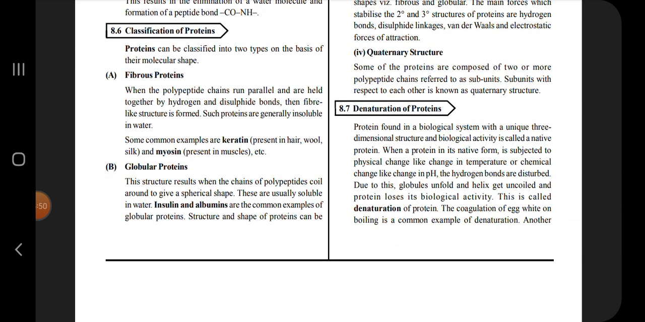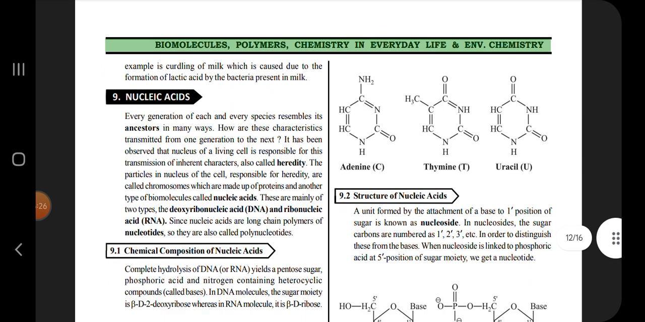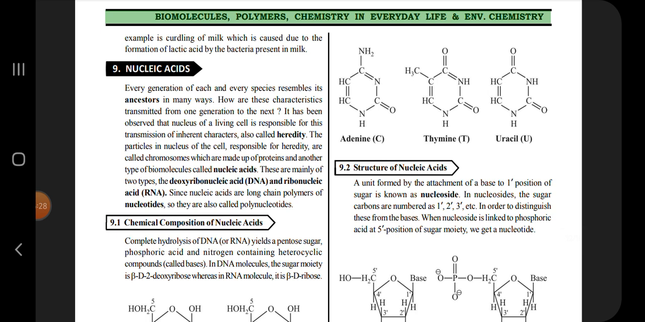Denaturation of proteins. Proteins are found in biological systems with a unique three-dimensional structure, and when a protein in its native form is subjected to physical change like change in temperature or chemical change like change in pH, the hydrogen bonds are disturbed. Due to this, globules unfold and the helix gets uncoiled, and the protein loses its biological activity, and this is called the denaturation of protein. The best example of this is the coagulation of egg white on boiling. Another example is curding of milk, which is caused due to formation of lactic acid.